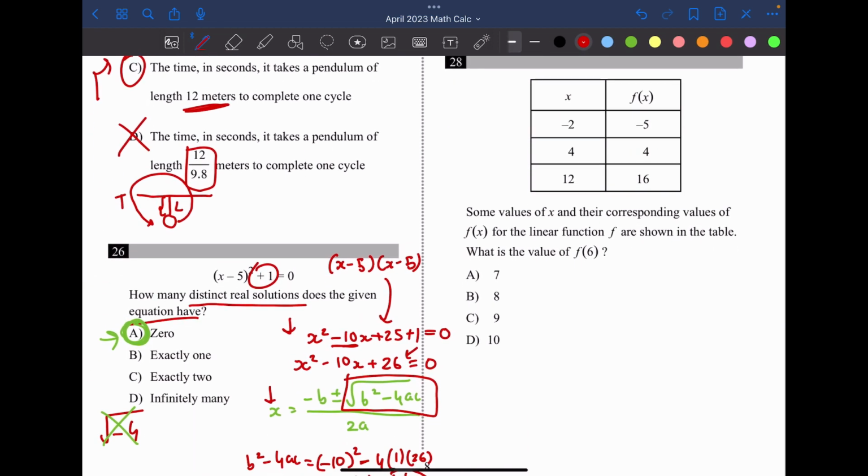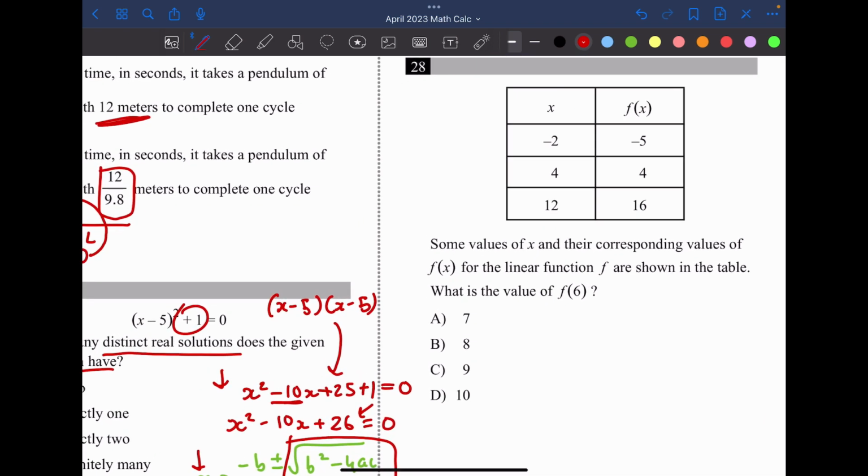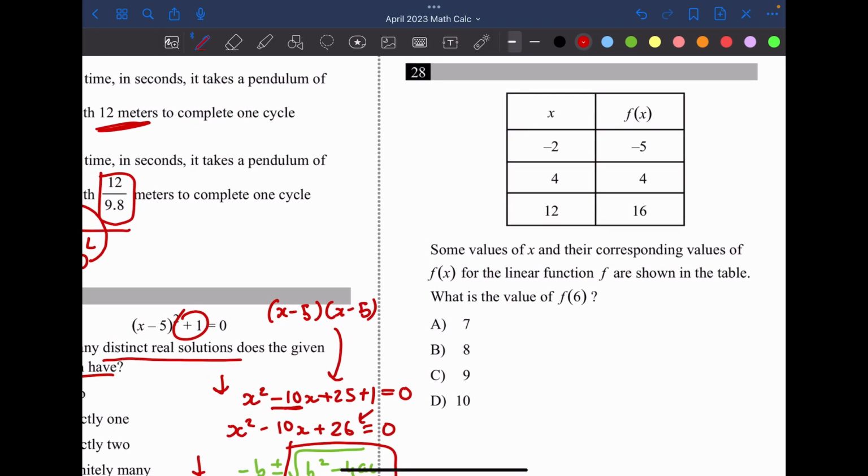Question number 28. You have a few values here, and it says some values of x and their corresponding values of f of x for the linear function are shown in the table. Let's pause. If you see a linear function, I'm already going to write y is equal to mx plus b. This is something you should tell yourself: if you see the word linear, write this down. It's going to be very important, and you're probably going to need it at some point. So the actual question is, what is the value of f of 6?